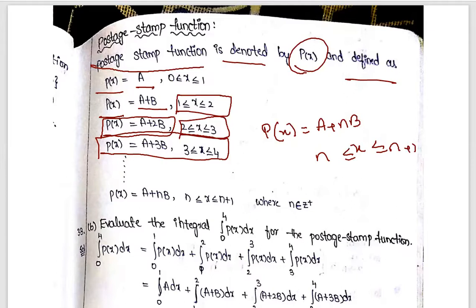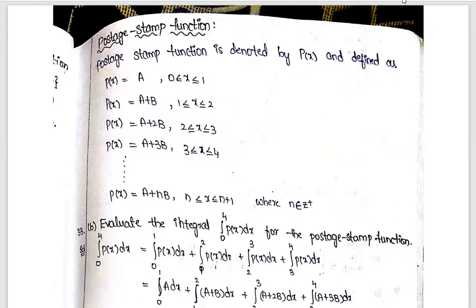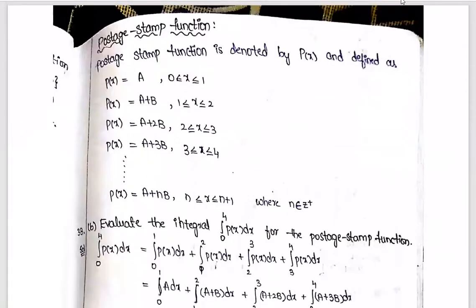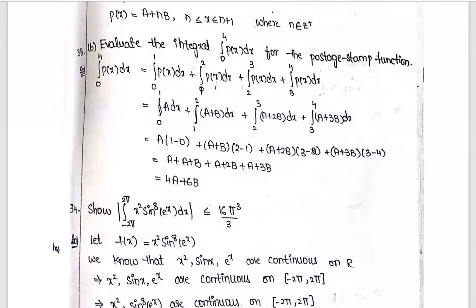We'll just look into one problem which says evaluate the integral 0 to 4 of P(x) dx for the postage stamp function. As you have 0 to 4, you have to take the integral 0 to 1 plus 1 to 2 plus integral 2 to 3 plus integral 3 to 4. So you have to take all these. So what is P(x)? If you have the integral 0 to 1, P(x) is just a. If it lies between 1 and 2, it is a plus b. So in the same way, you just have to substitute that.